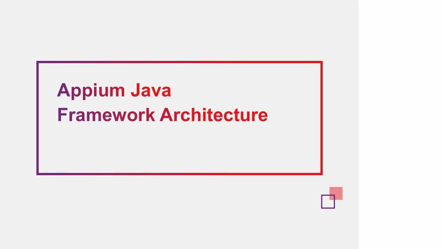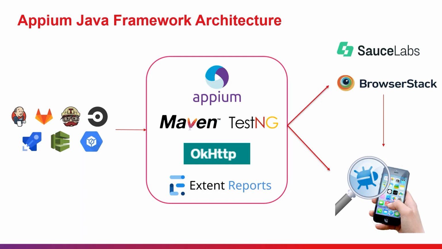Firstly, we will have an overview of the architecture of the framework. This framework is built on top of Java with Appium, Maven, TestNG, OkHttp3, and Extent Reports. It's able to run test cases on various kinds of applications like native, hybrid, or web applications in both iOS and Android. The framework supports integration with CI/CD tools like Azure DevOps or Jenkins. It also supports integration with cloud testing platforms like Sauce Labs or BrowserStack.